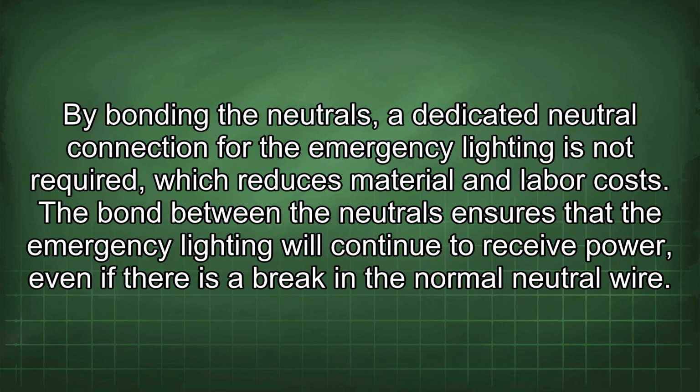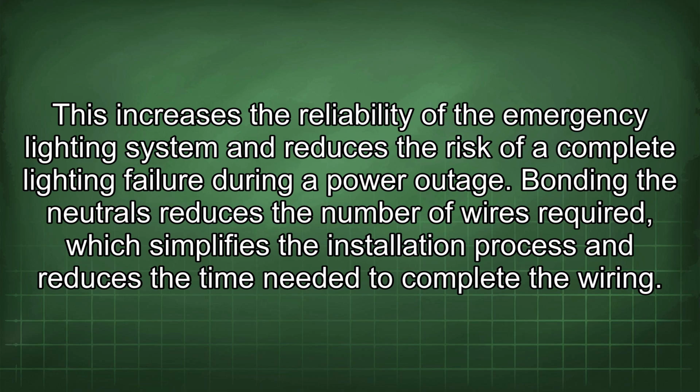By bonding the neutrals, a dedicated neutral connection for the emergency lighting is not required, which reduces material and labor costs. The bond between the neutrals ensures that the emergency lighting will continue to receive power, even if there is a break in the normal neutral wire. This increases the reliability of the emergency lighting system and reduces the risk of a complete lighting failure during a power outage. Bonding the neutrals reduces the number of wires required, which simplifies the installation process and reduces the time needed to complete the wiring.